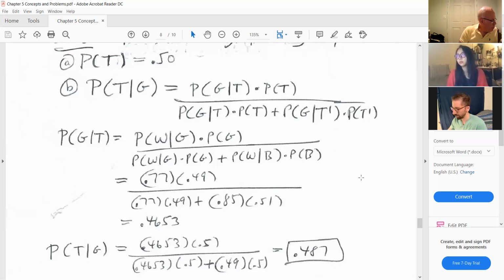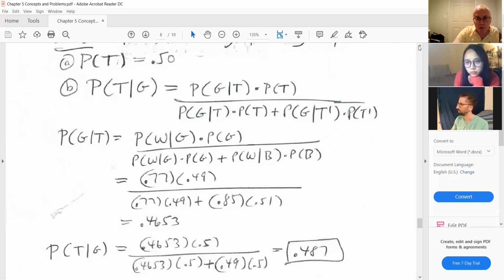For that, I set it up as the probability they were in the treatment group given that they had a girl. So A is treatment group and B is girl. According to the equation all the way on the right, that's the probability of A, which is 0.5, as we established in part A, times the probability of B given A. That would be the probability of girl given that you're in the treatment group, which is 0.77. And then that is over the general probability of B, which is 0.49.